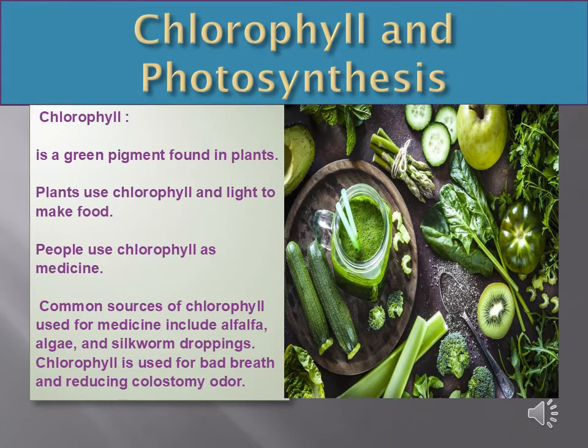Chlorophyll is a green pigment found in plants. Plants use chlorophyll and light to make food. People use chlorophyll as medicine. Common sources of chlorophyll used for medicine include alfalfa, algae and silkworm droppings. Chlorophyll is used for bad breath and reducing colostomy odor.